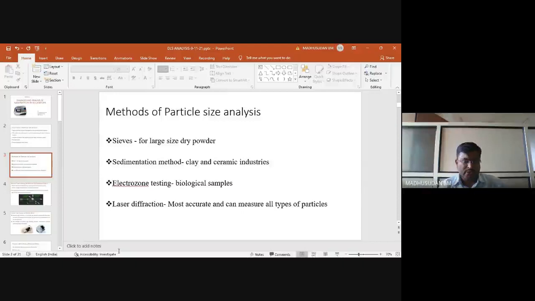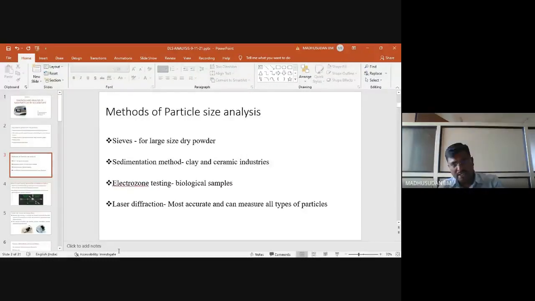So the first method of characterizing particles is the sieving method. This is one of the oldest methods used to characterize particles, and it is generally preferable for dry powders of clay and ceramics. We cannot characterize or find out the particle size distribution of wet samples, emulsions, or some kind of sediment substances with the help of the sieving method. So that's the drawback.